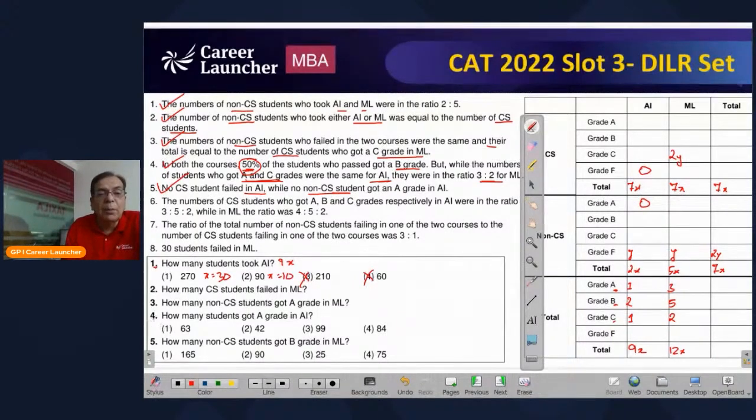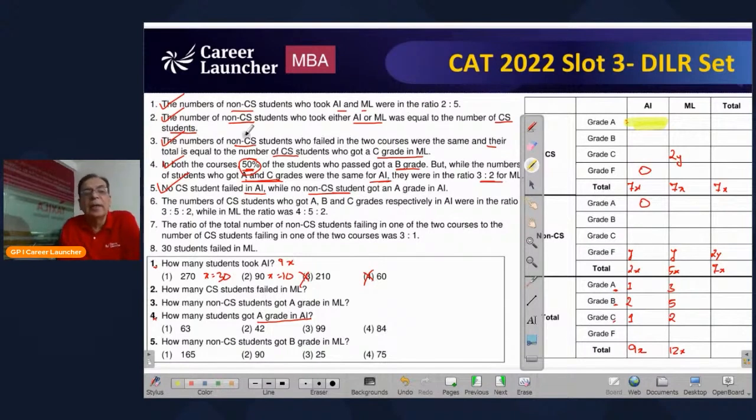Now please look at question number 4. If you remember, what was it? How many students got a grade A in AI? The students who are getting grade A in AI will come from here only, because no one has got grade A in AI from non-computer science. So let's check.